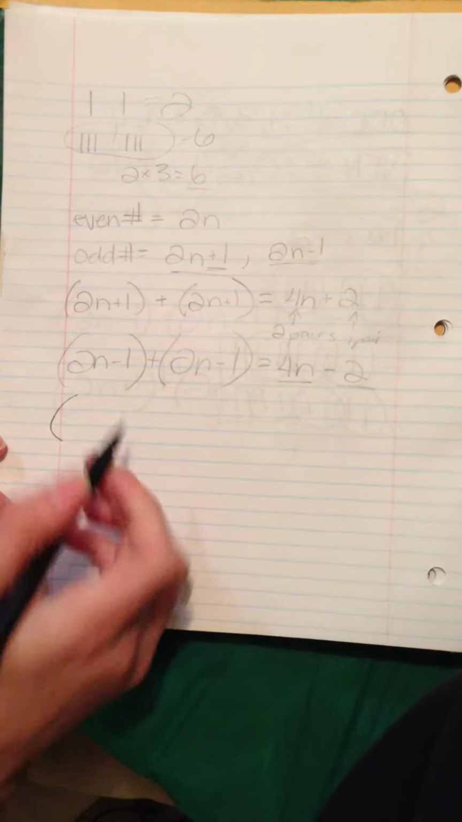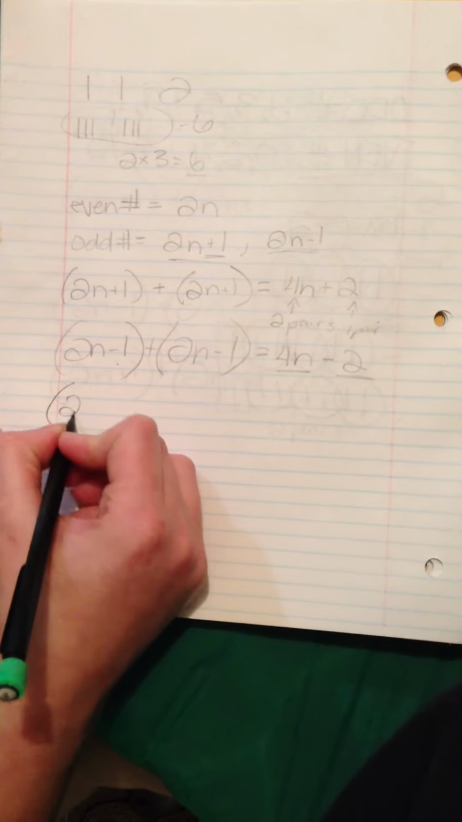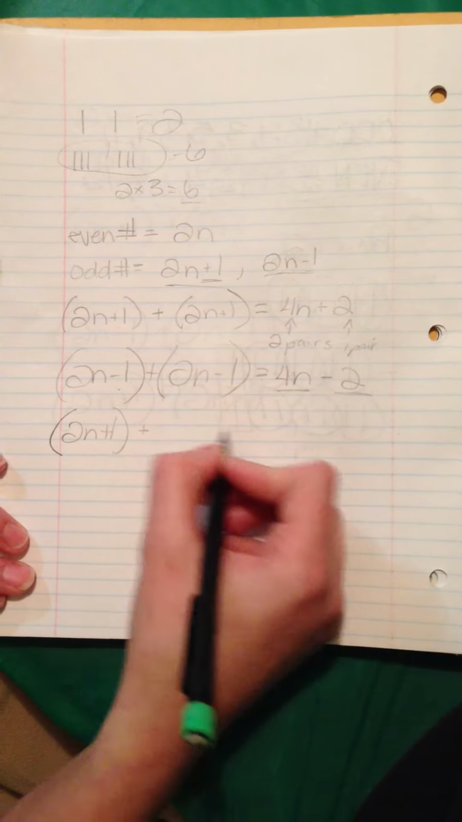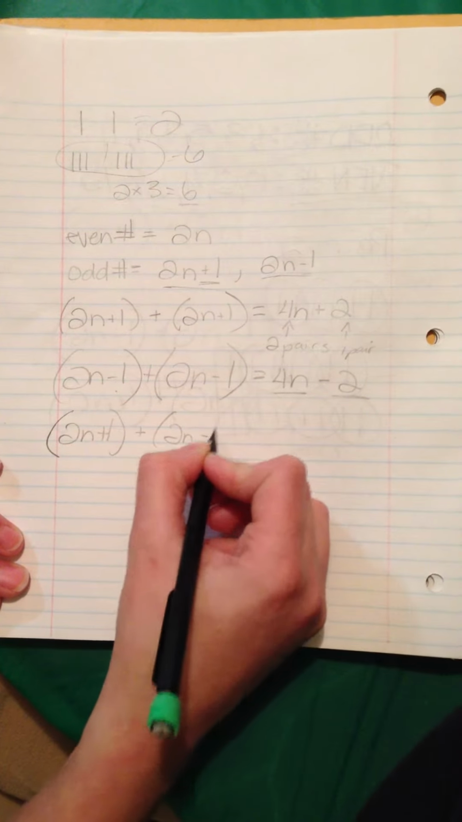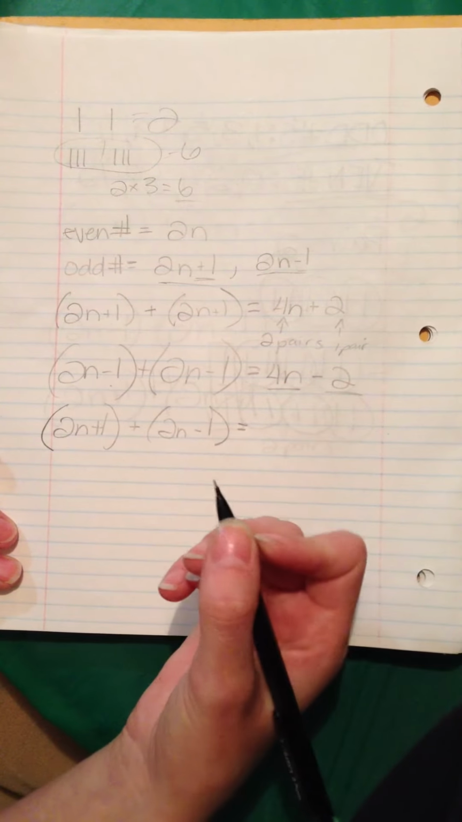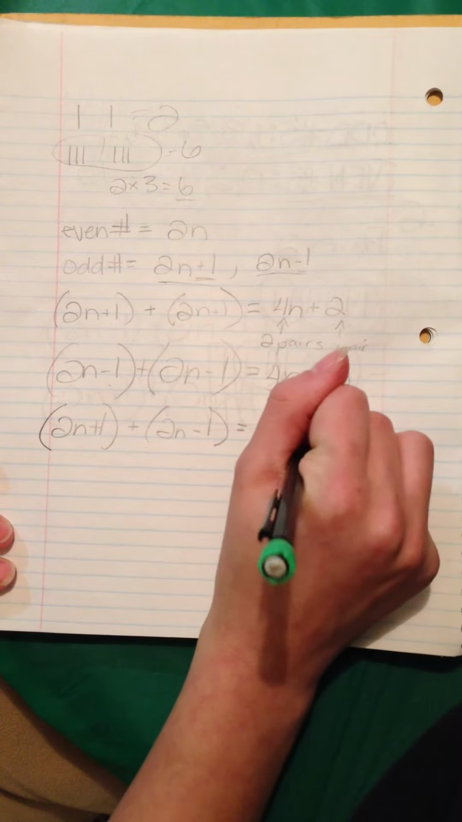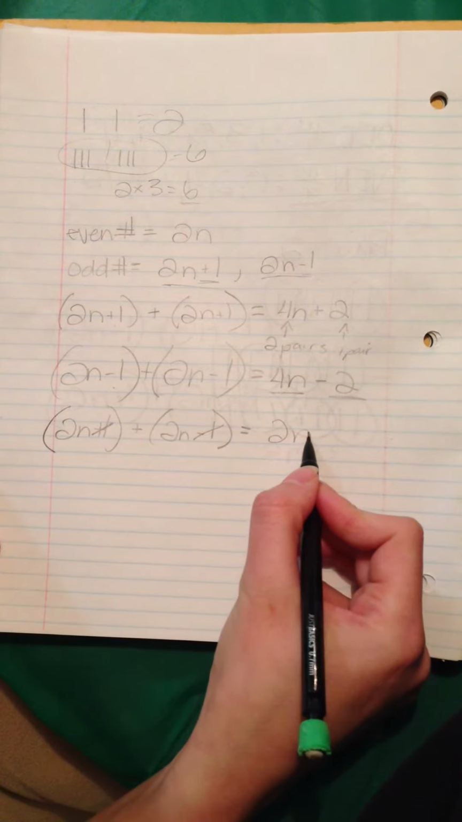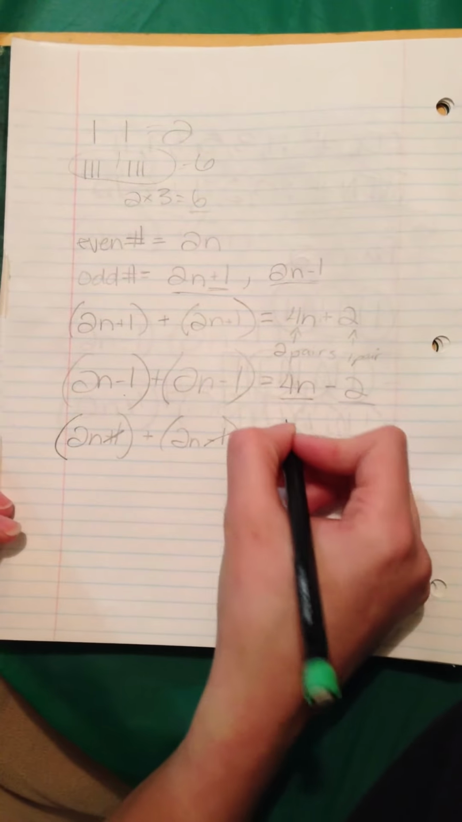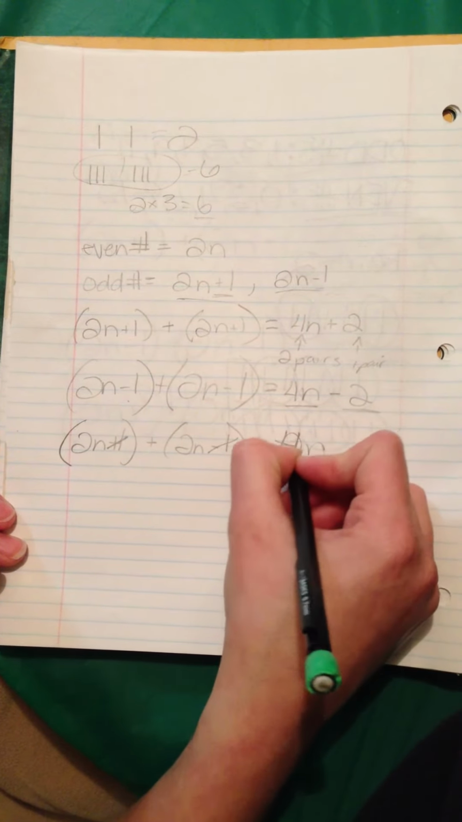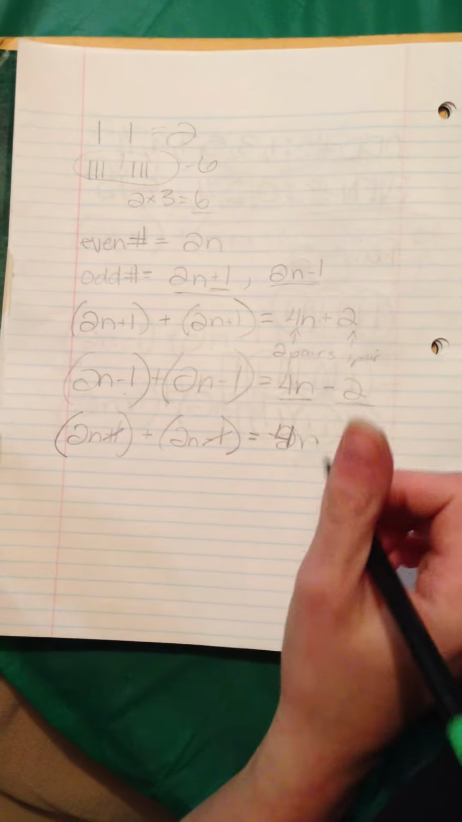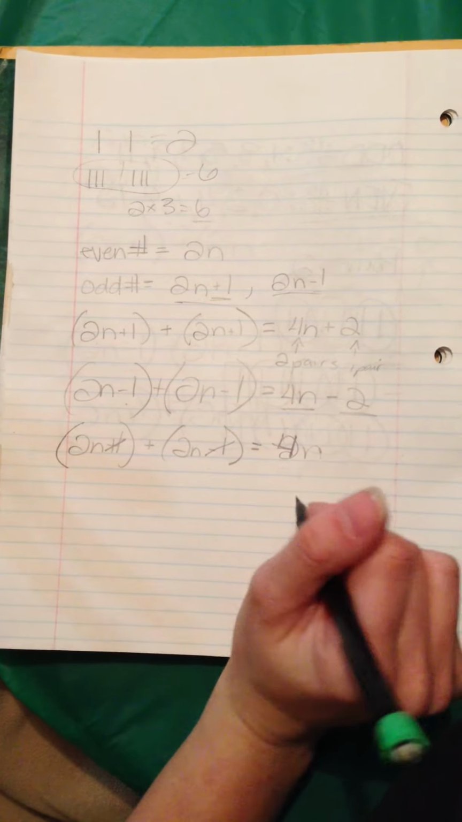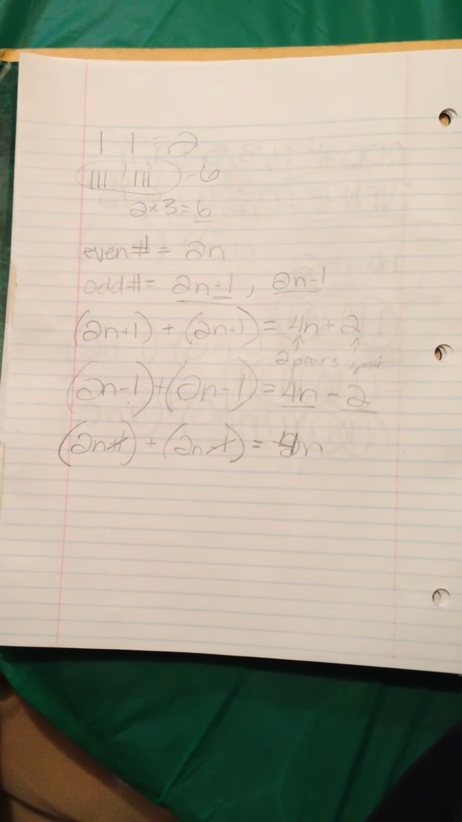Last one, we can mix our numbers. 2n plus 1 plus 2n minus 1. Well, that just gives us 4n because the 1s cancel out. That gives you 2 pairs. So, an odd plus an odd will always equal an even.